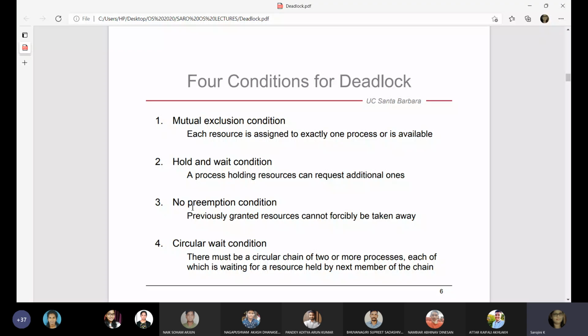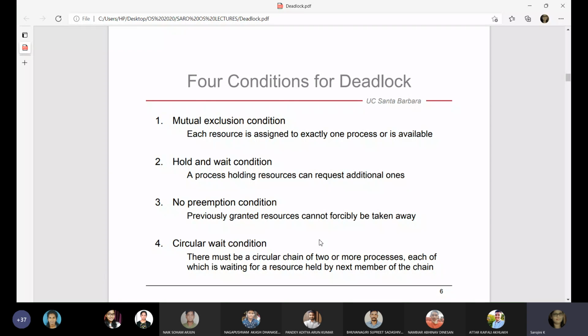Because of this, the deadlock happens. Here, one thing you have to understand: if deadlock happens, all these four conditions will be satisfied. Then only the deadlock will occur. It is not that any one of the conditions being satisfied will cause the deadlock. No. All four conditions should be satisfied. Then we can confirm that yes, it is a deadlock.